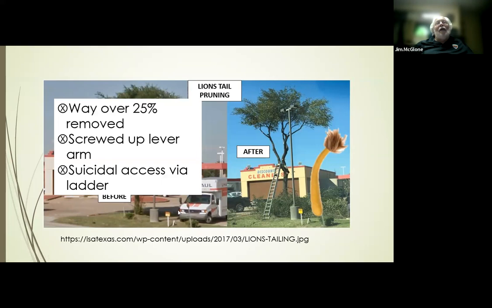The other problem is that whoever did this was trying to kill themselves, because you don't enter a tree by a ladder. I can imagine that whoever did these cuts climbed up this tree, cut these branches off, and just let them fall to the ground. And then when they had to reach higher, they simply went up there and weren't tied in at all.